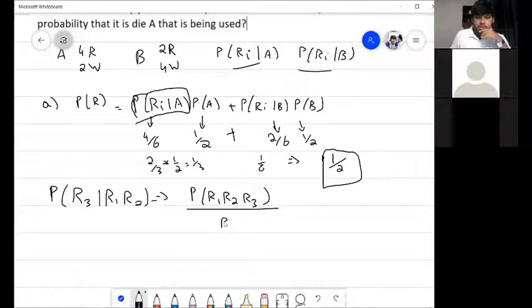This will be R1, R2. But essentially, I don't have enough information for this. I don't know the probability of you getting R1 and R2 and R3. It has to be the statements that were given with respect to the die throw that we had. This is incomplete information. So I can't use conditional probability.